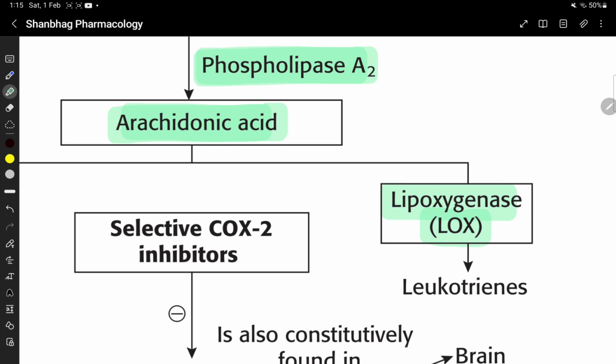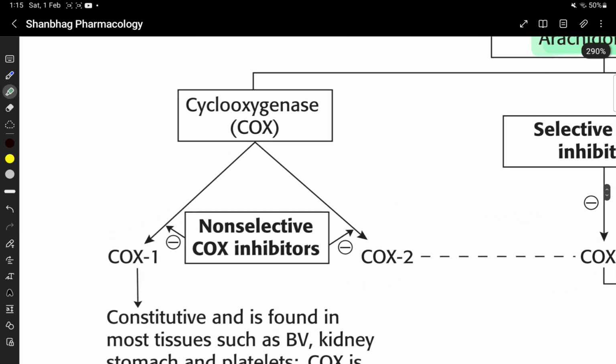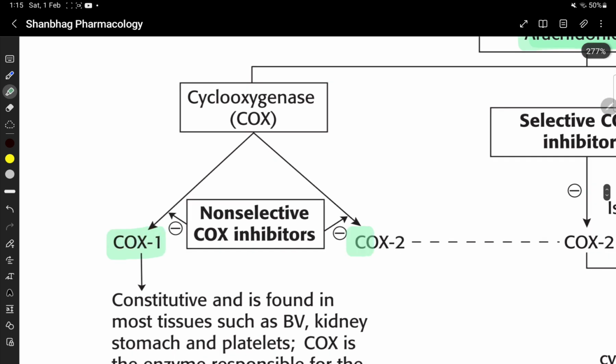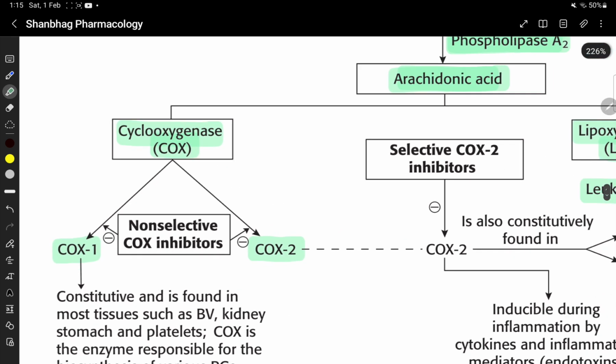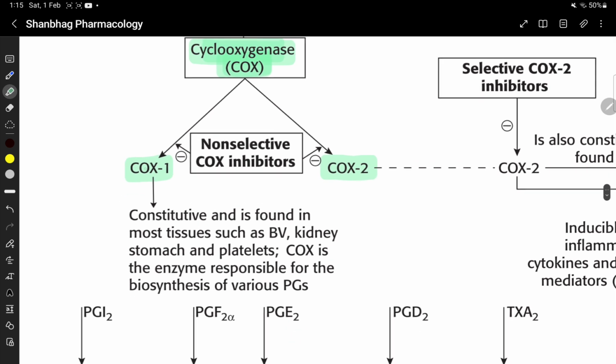Lipoxygenase converts arachidonic acid to leukotrienes. And COX. COX stands for cyclooxygenase. So two enzymes can act on arachidonic acid, COX, or cyclooxygenase, and LOX, or lipoxygenase. LOX will convert arachidonic acid to leukotrienes. COX has two types, COX-1 and COX-2.